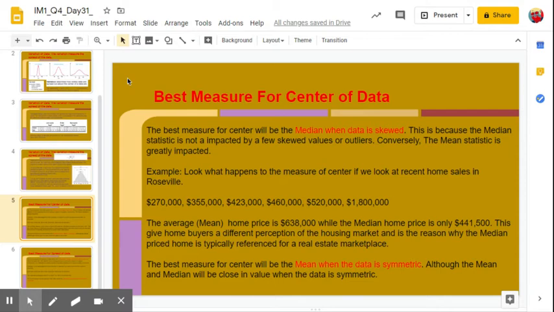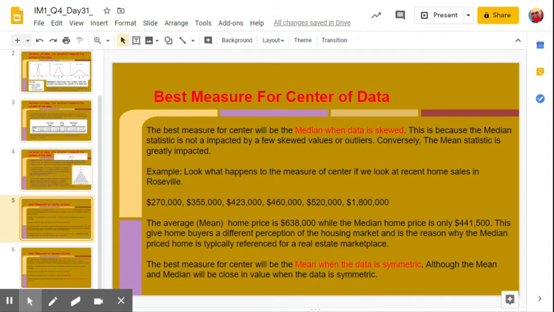How do we get that? We added up those 6 values and divided by 6. While the median home price is only 441,500. Well, this gives home buyers a different perception of the housing market. And this is really the reason why the median priced home is typically what is referenced when we talk about real estate for a specific marketplace. Because the median was the average between the 423 and the 460, right? Those are the middle values. So that's how we got the 441,500.